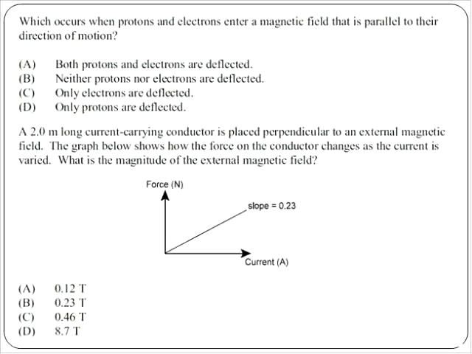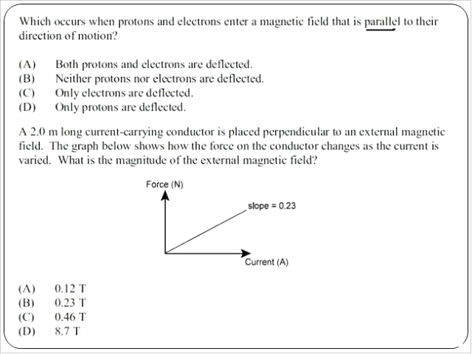Let's take a look at the next one. Which occurs when protons and electrons enter a magnetic field that is parallel to their direction of motion? There's the key word right there. Parallel. Now remember, we get the maximum force when it's perpendicular.